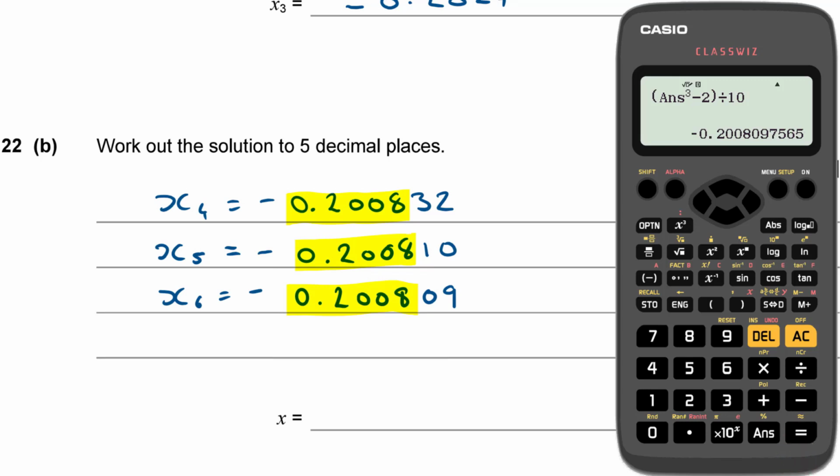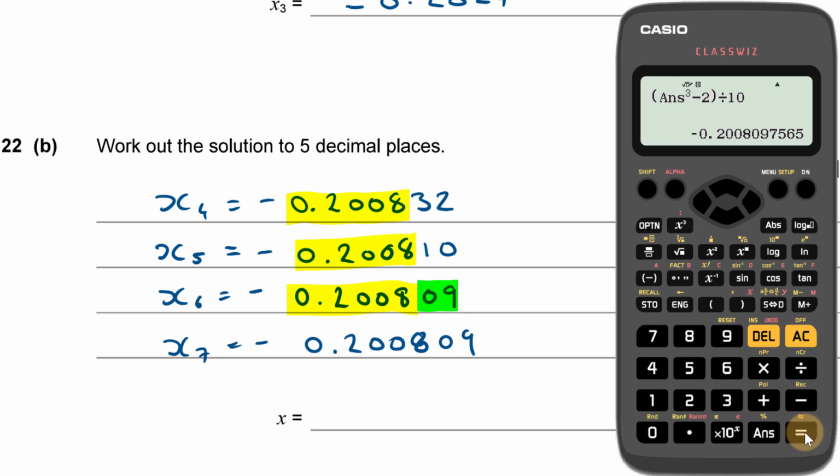Okay, seems to have kind of settled now all the way. So now I've got x7. I've got minus 0.200809 still. And if I keep pressing the equals button after that, you can see it doesn't change. It keeps coming up with the same answer.